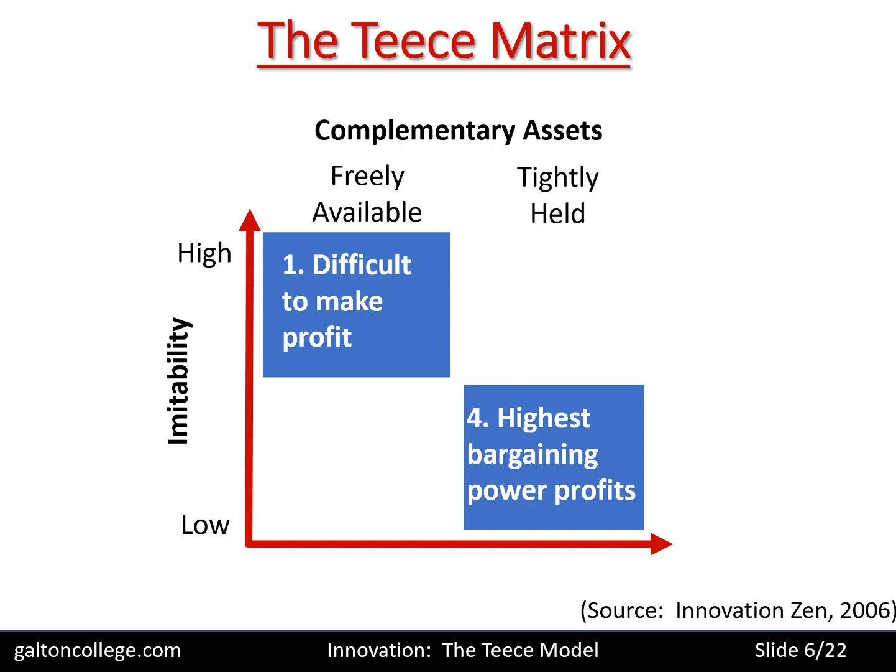So the complementary assets are tightly held. But also, it's very difficult to copy the product itself. It may have very obscure and intricate parts. It may have specialist parts that are specifically produced for that product, perhaps circuit boards or particular chip combinations. In which case, it's the highest bargaining power profits.